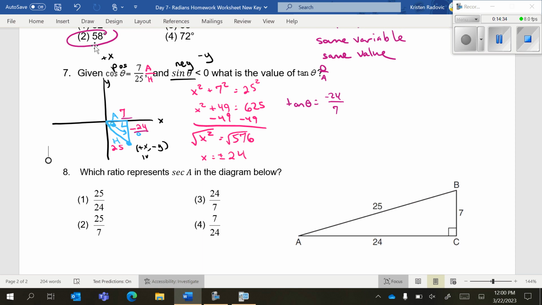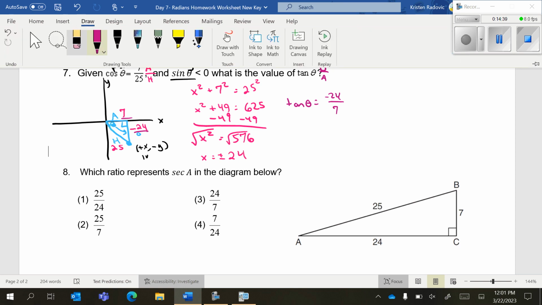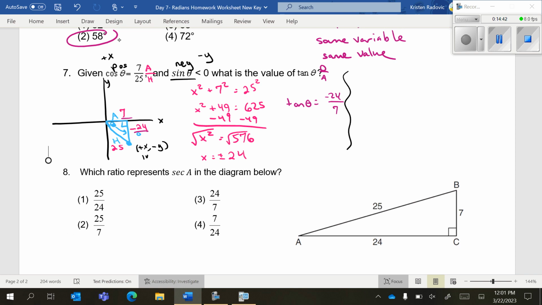If you would prefer to do this with the Pythagorean identity, we could do that as well. That is just extra work. I'll go with black. The Pythagorean identity is sine squared theta plus cosine squared theta equals 1. I don't know what sine is, but I do know cosine is 7 over 25. We want cosine squared, so you're going to square it. In your calculator, 7 squared is 49, and 25 squared is 625.